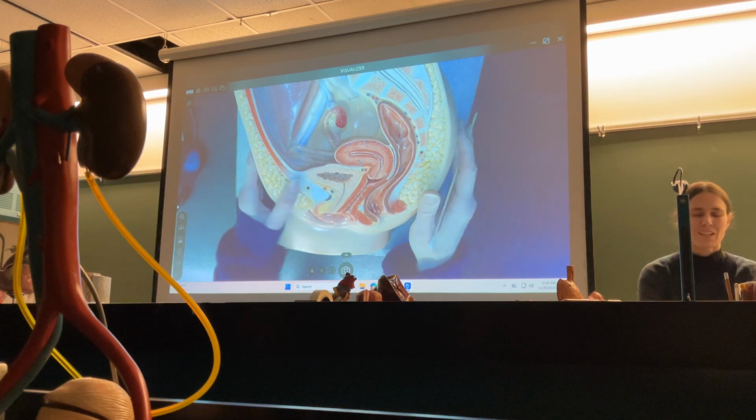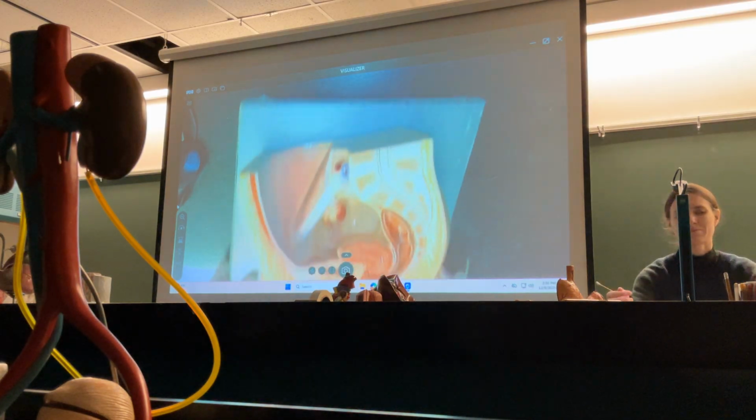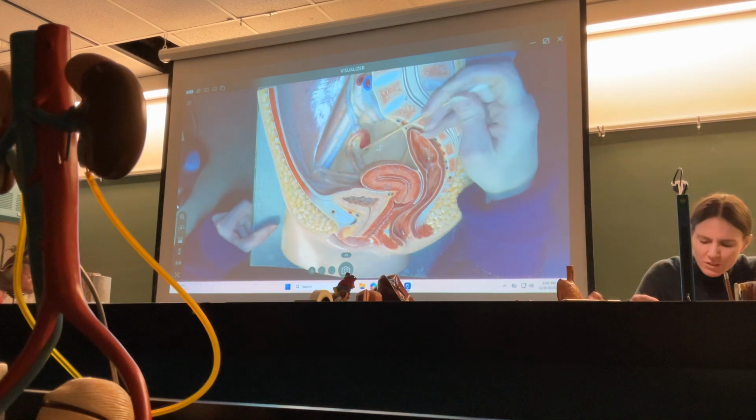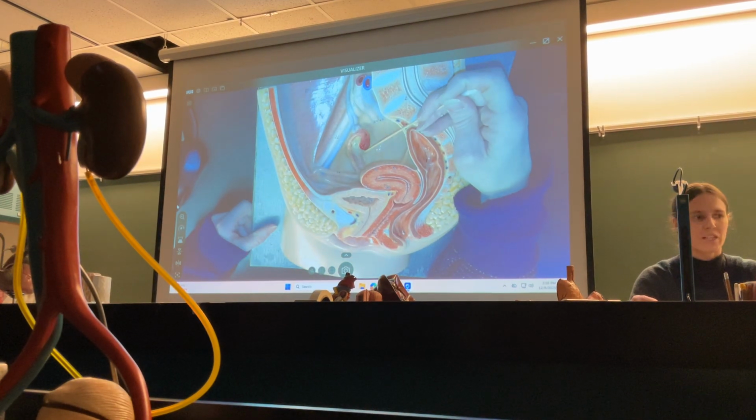In the past I have not asked about ligaments. I don't know if I'm going to start on Wednesday. Does anybody remember what the structure would be that connects the ovaries to the uterus? The ovarian ligament, yeah.